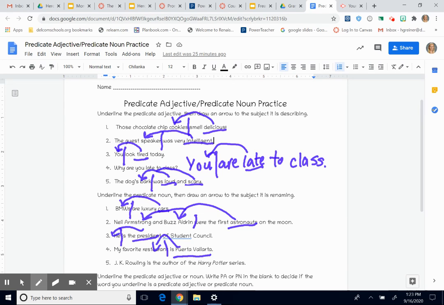J.K. Rowling is the author of the Harry Potter series. Is is our linking verb. Draw my line. Who is J.K. Rowling? Author. What renames her? The word author renames her. It's a noun that renames our subject.